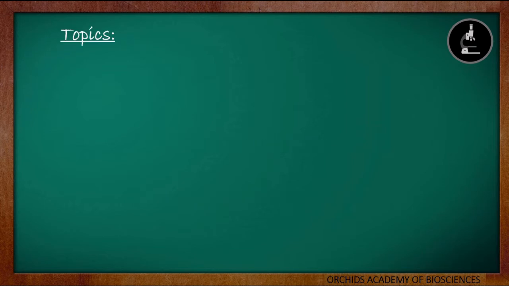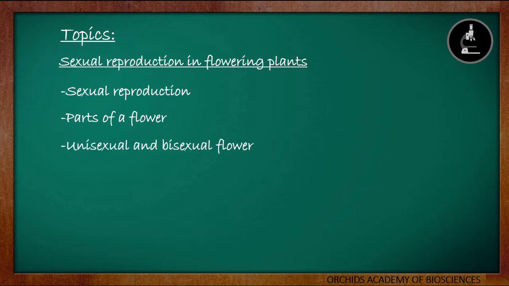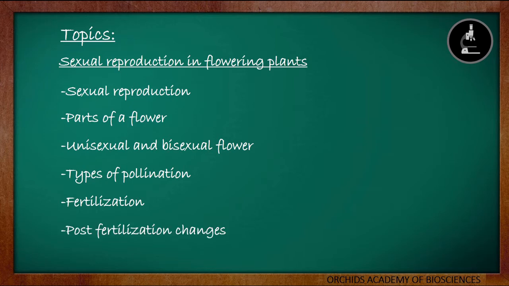In this video, we will discuss sexual reproduction in flowering plants, in which we will discuss what is sexual reproduction, the parts of a flower, unisexual and bisexual flower, types of pollination, that is self and cross pollination. Then we will discuss the process of fertilization, and finally the post fertilization changes, or the changes which happen after fertilization. So let's start with sexual reproduction.